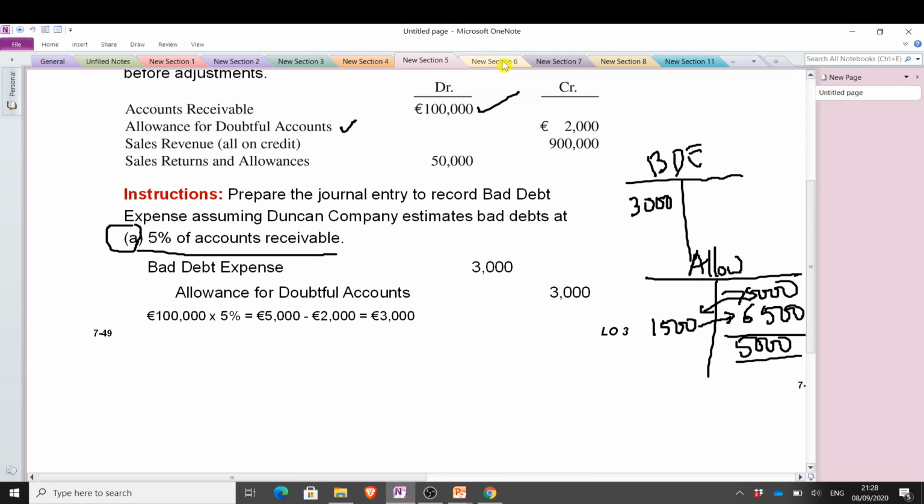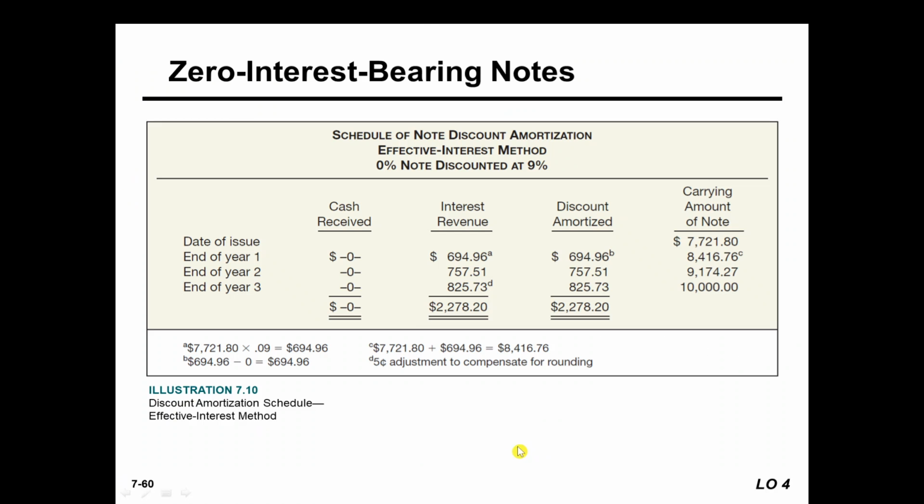So look at this table. You must be accustomed to this schedule. The first column is the cash received, the second column is the interest revenue, the third column is the discount amortized, and the last one is the carrying amount of the note. So the carrying amount of the note at the date of the issue is 7,721.8.